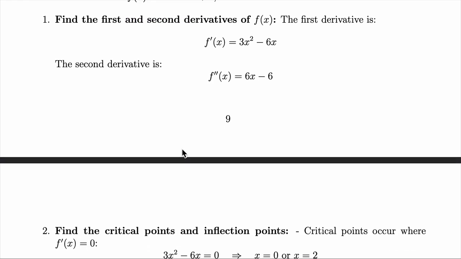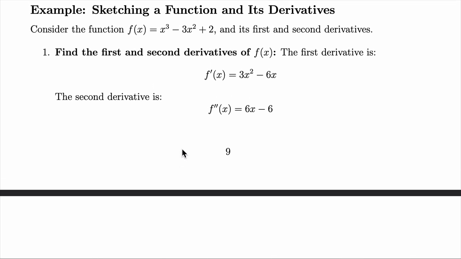Okay, so first things first, we're going to go ahead and take the first and second derivatives. To get the first derivative, I'm just going to use the power rule, and I got 3x squared minus 6x. Then I'm going to take the derivative of that in order to get my second derivative. And again, I'm using the power rule to get 6x minus 6.